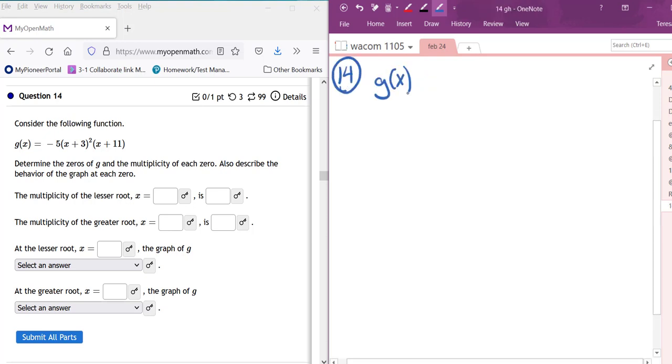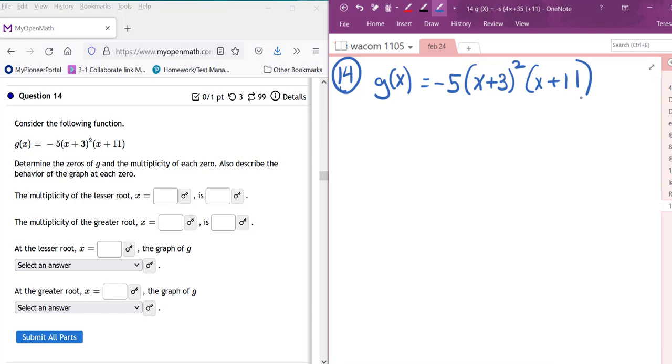G of x equals -5 times x plus 3 squared times x plus 11. So they didn't ask us degree, but we could get our degree. So this is 2, x squared times 1 more x. So our degree is 3. We'll just store that information. So they want us to determine the zeros of g of x and the multiplicity of each zero.